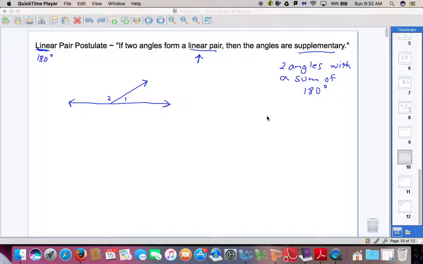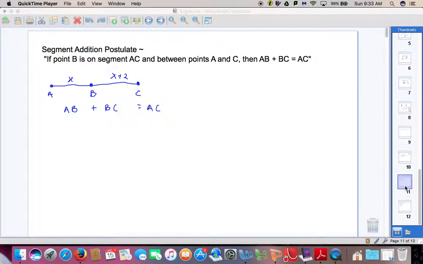So we can just keep going in circles here, but it should make sense to you that if angle 1 and angle 2 are a linear pair, then angle 2 plus angle 1 equals 180 degrees. That's all it simply states, that if two angles form a linear pair, then the angles are supplementary. That's all it states. Okay?